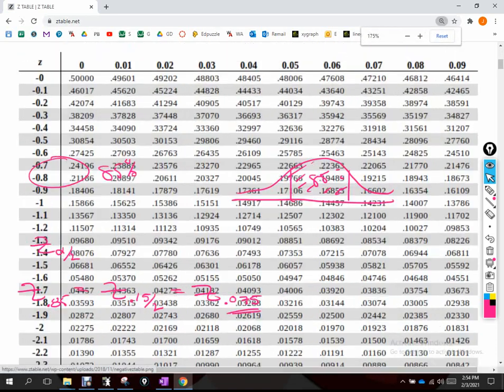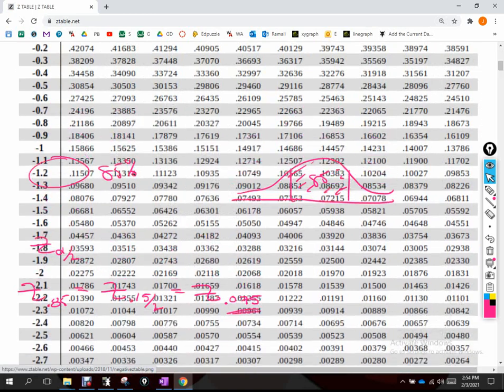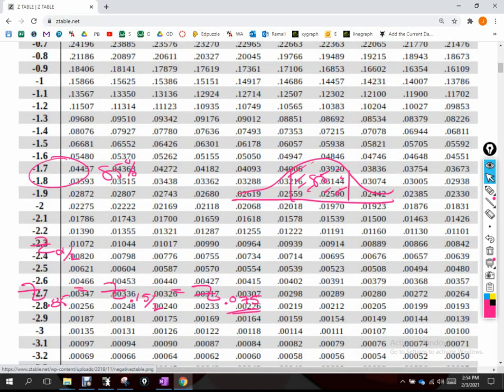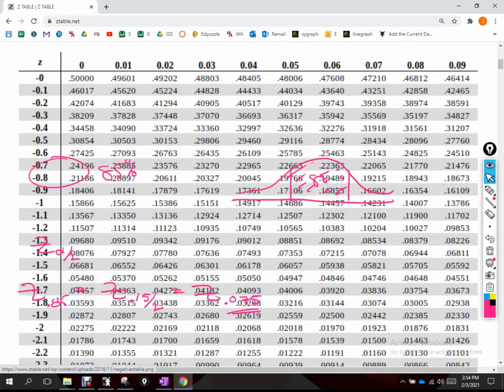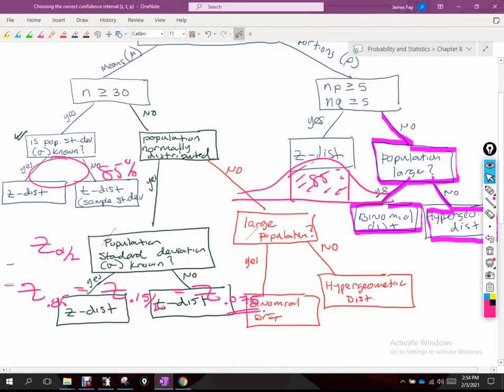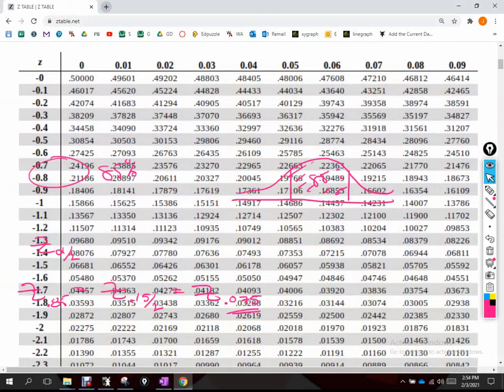Because it's smaller than 50%, I know it's going to be negative. So I'm just going to search through here and look for 0.075. It's between these two. Negative 1.4, which one of these is closer to 5? This one's closer, isn't it? So negative 1.44 would be the score that we're looking for. That's what we'd be typing in. Does that make sense? Okay.